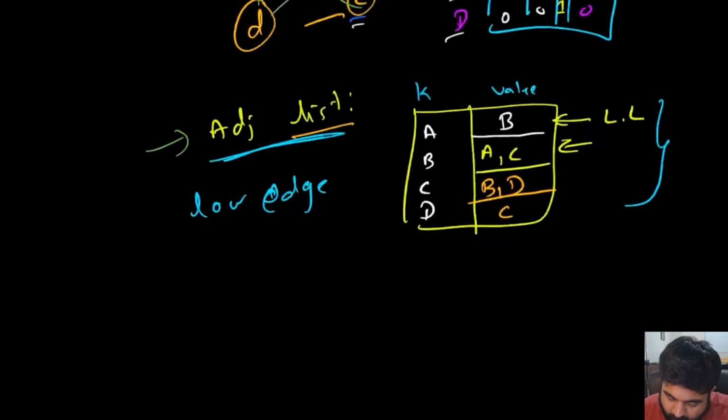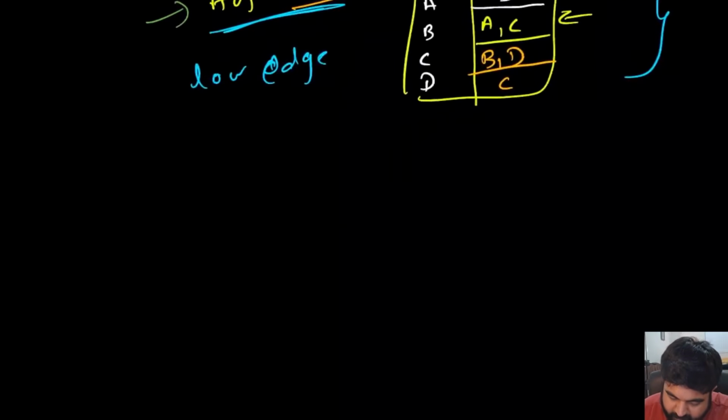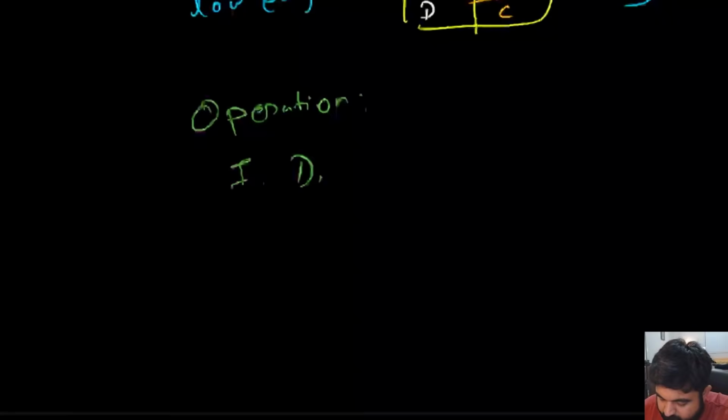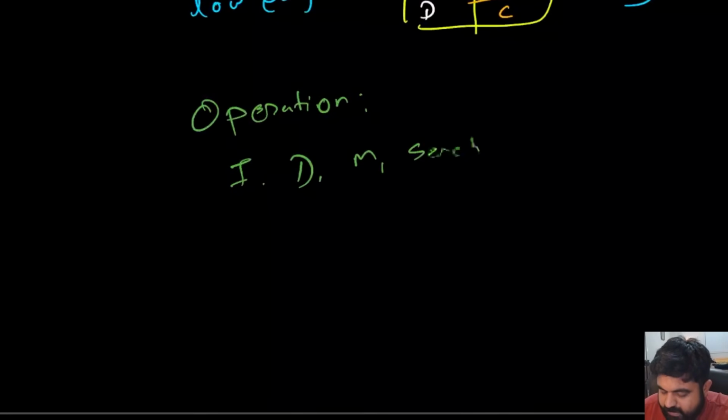Now, what are the operations we can do on graphs? Speaking of operations, the common operations are always going to be there. In terms of operations, we would be able to insert, we would be able to delete, we would be able to modify, we would be able to search. There is very little concept of sorting in this case because it is not very optimal for sorting. But apart from that, these are all the things that we can do.